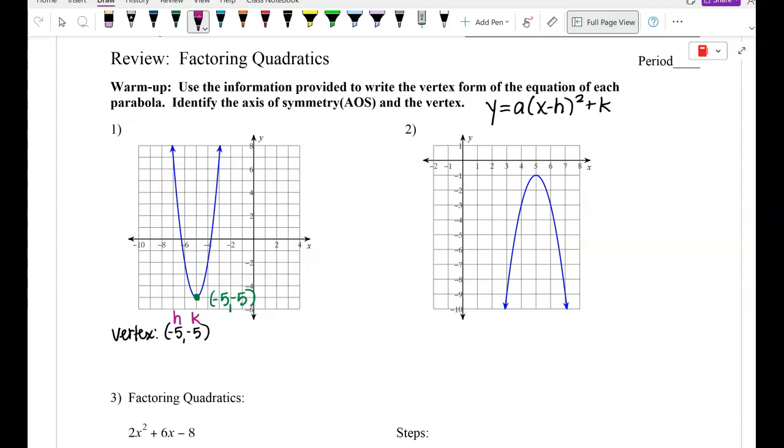Now they ask us for axis of symmetry, so we need to identify that. It doesn't necessarily give us the equation, but it's important for us to know that that axis of symmetry is that line that goes through the vertex. So it shares the x coordinate of the vertex. So in this case, it would be x equals -5 would be our axis of symmetry.